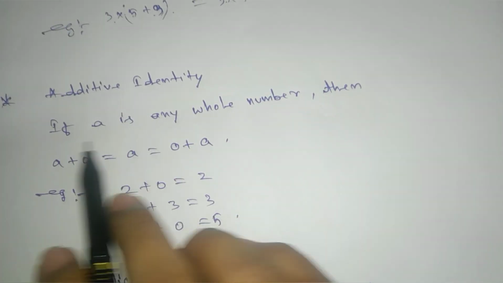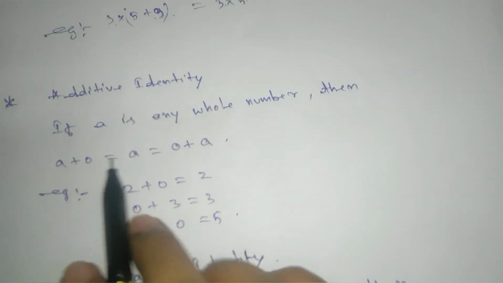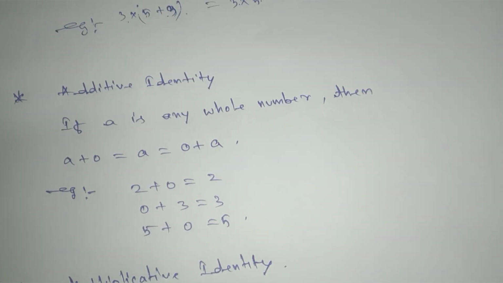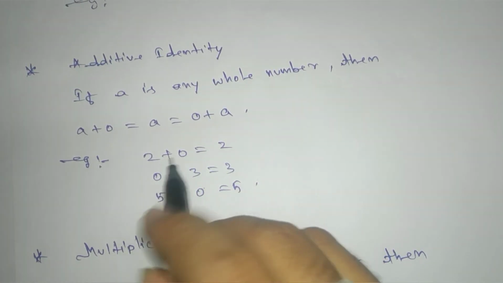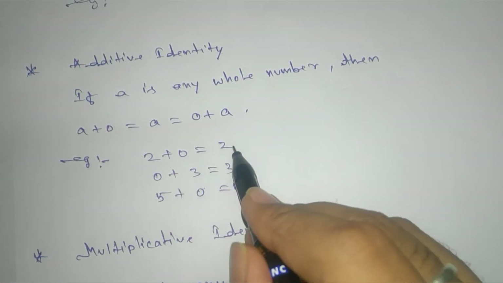Additive identity. If a is any whole number, then 0 is the additive identity of that whole number. If we take any whole number and add 0 to it, we get the same result.